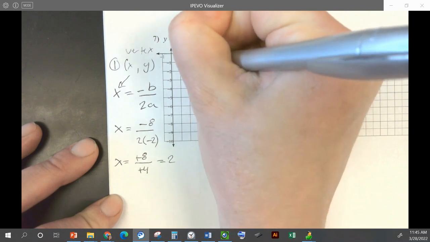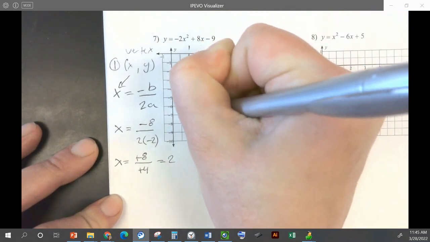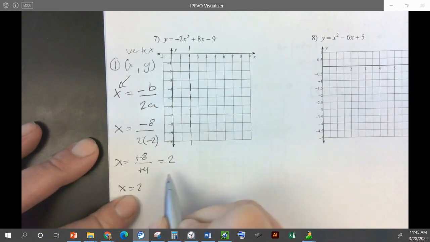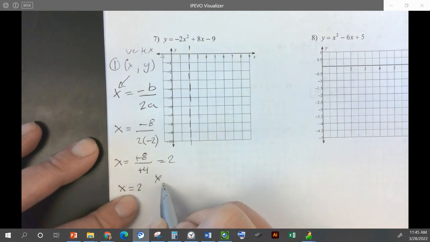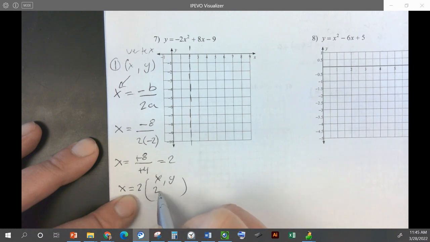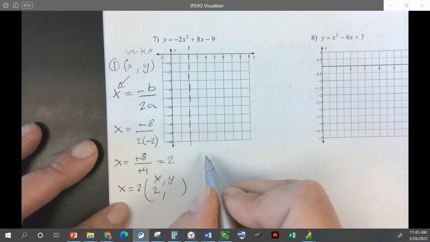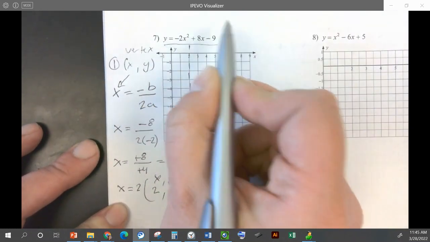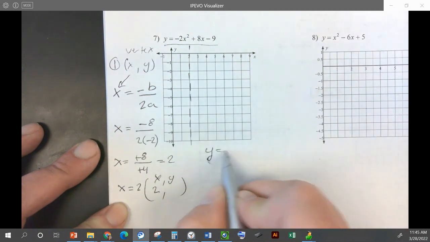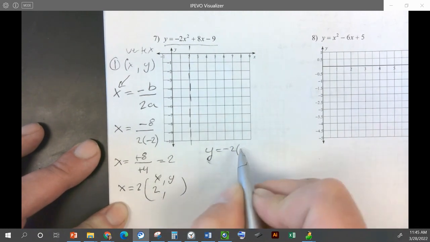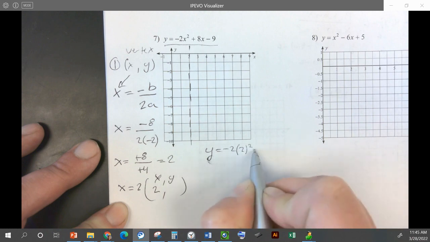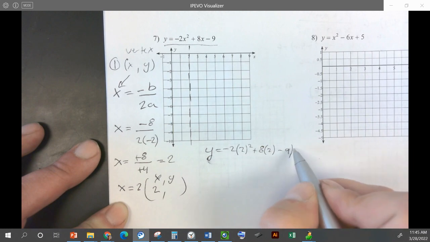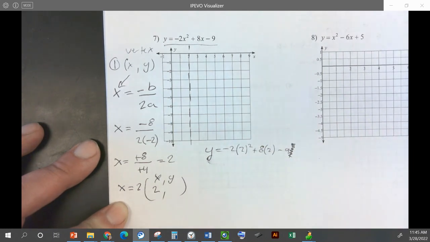That also tells us our axis of symmetry is that x is 2. Let's draw like this. So we have our x and our y. So we've just found x. Now we need to find y. So we're going to take our formula up here. This is how to find y. Y is negative 2 times 2 squared plus 8 times 2 minus 9. Oops, I don't know why I put a parenthesis, sorry. That's a 9.